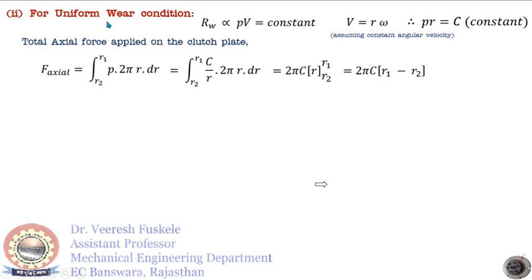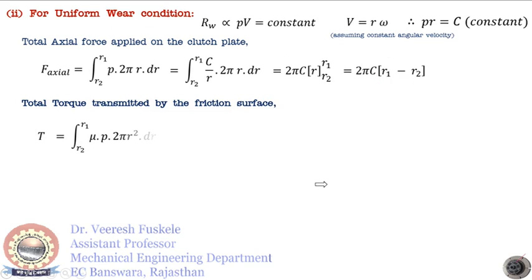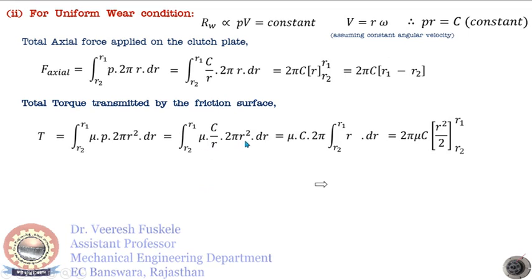in case of uniform wear condition. Next we'll find out the total torque transmitted by the frictional surface. So T is equal to the integration from R2 to R1, as we have done previously, of μ p 2π r² dr; this is dT. Putting the value of p here again, this is the integration from R2 to R1 of μ (C/r) 2π r² dr. r and r cancel out. We take out 2π μ and C as constants, and the integration of r will give us r²/2 in the limits R1 and R2.